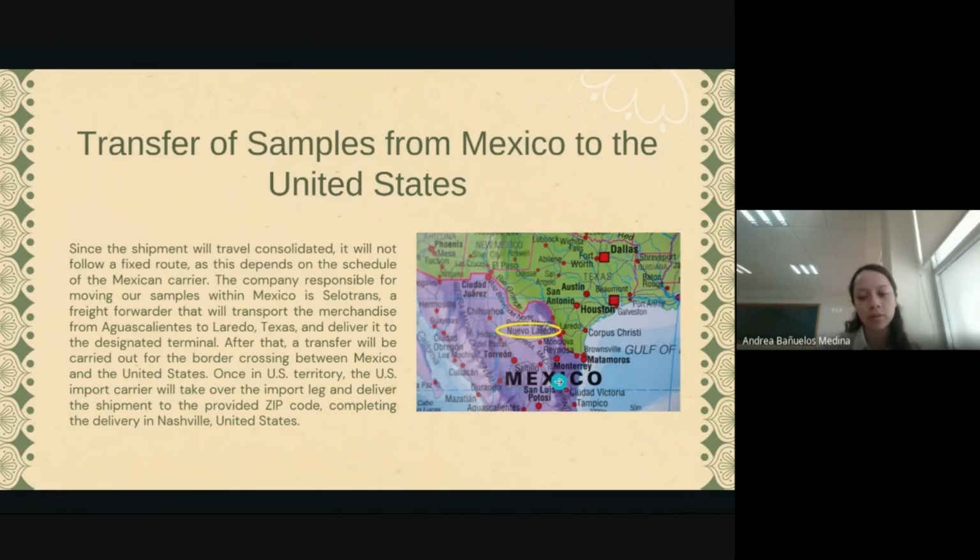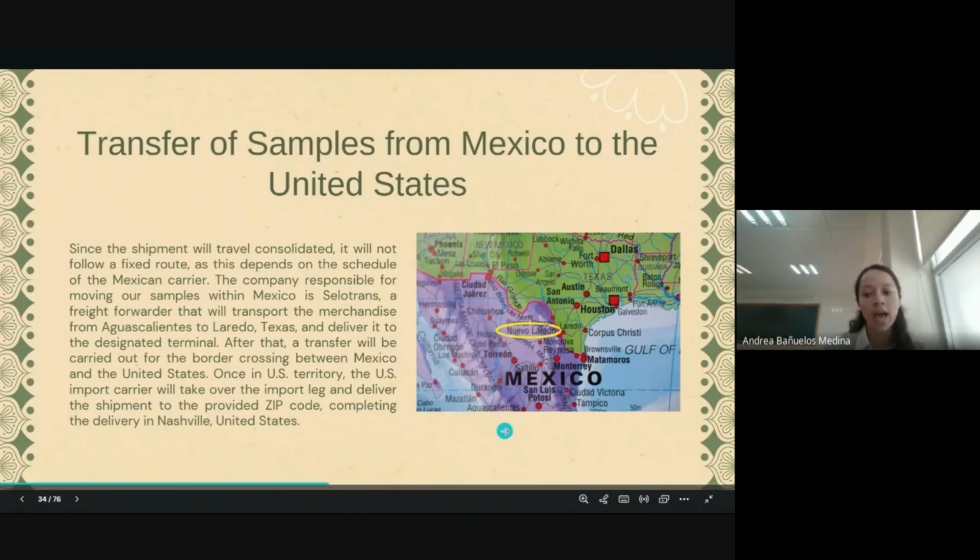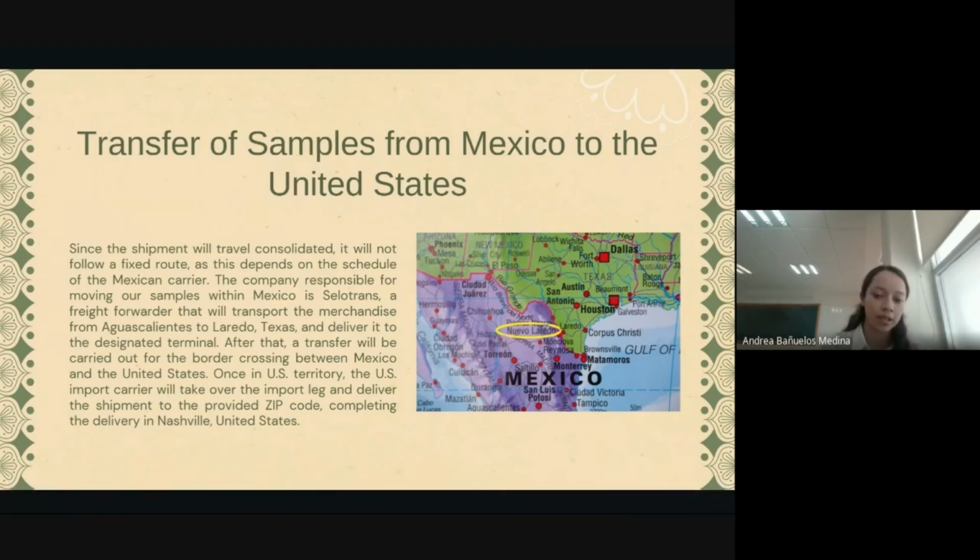The company responsible for moving our samples within Mexico is Celotrans, a freight forwarder that will transport the merchandise from Mexico to Nuevo Laredo, Texas, on Laredo, Texas. Also, we are going to use a transfer only to cross the border. And for the United States import, we are going to use an import carrier from this country. We'll take over the import leg and deliver the shipment to the provided zip code, completing the delivery in Nashville, United States.